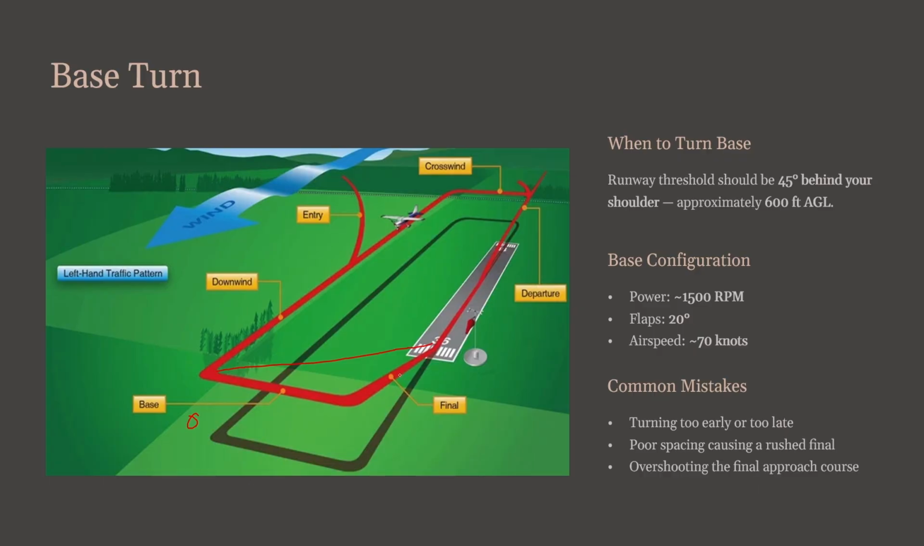Okay, cool. Once you turn base, maintain the configuration that was established on downwind. For example, maintain approximately 1,500 feet AGL, 1,500 RPM with 2x pitch, and then extend the flaps 20 degrees and maintain about 70 knots using the pitch attitude outside. Since we are extending more flaps here, the nose attitude will be slightly lower than the normal 2x pitch. Cool. And if there's wind, apply appropriate correction to maintain the correct ground track.